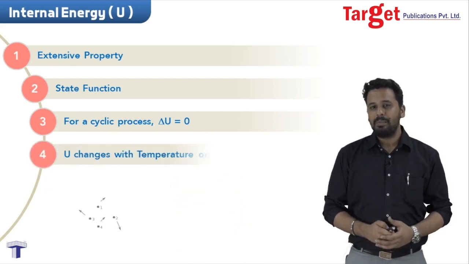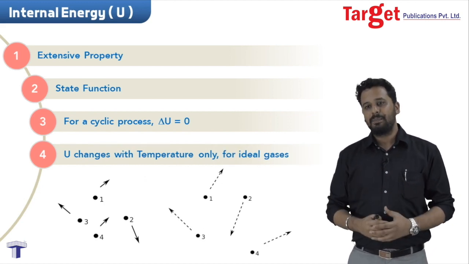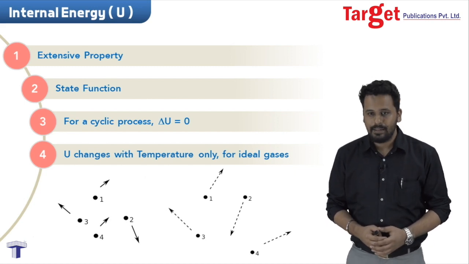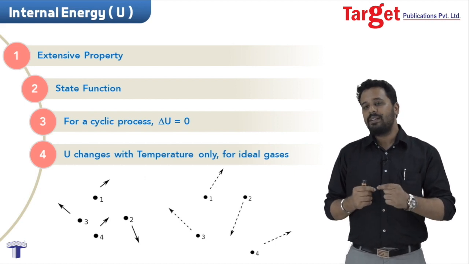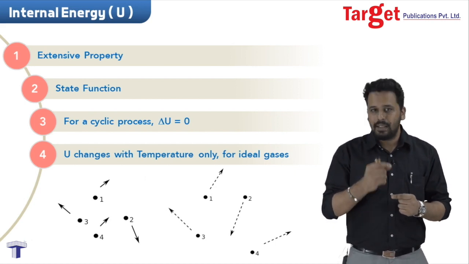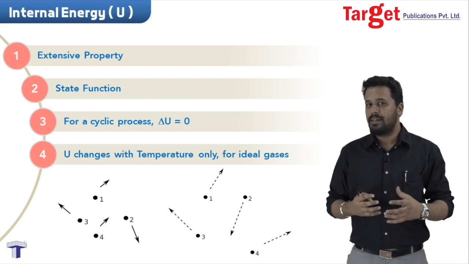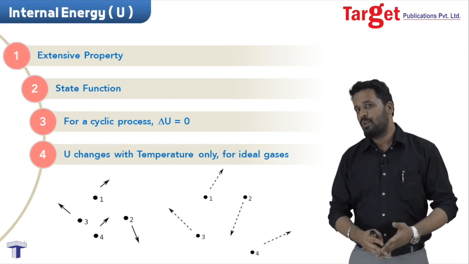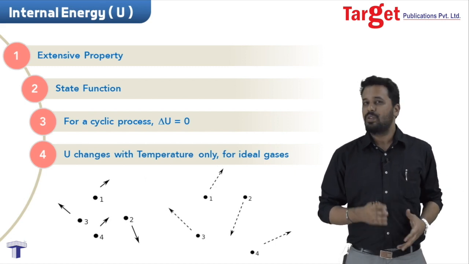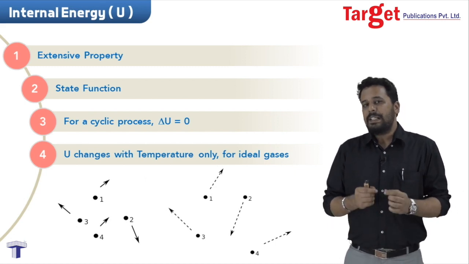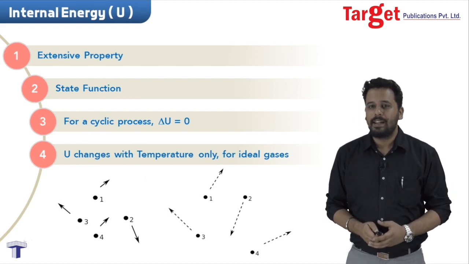Now one thing that you must remember is that internal energy changes with temperature only for ideal gases. So you can see two illustrations right next to me. In one of them you can see the molecules are moving much faster as compared to the first one, which means that the temperature in the second gas is more. And if the temperature is more, kinetic energy is more, so the internal energy is also more. So internal energy changes only and only with temperature for ideal gases.